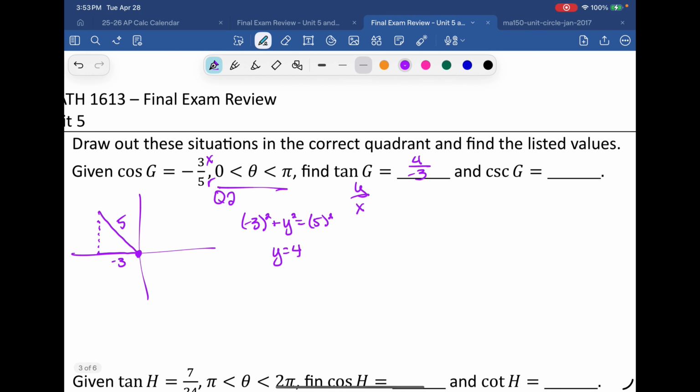Cosecant is the reciprocal of sine, and sine is y over radius, so cosecant must be radius over y. So this would be 5 over 4.